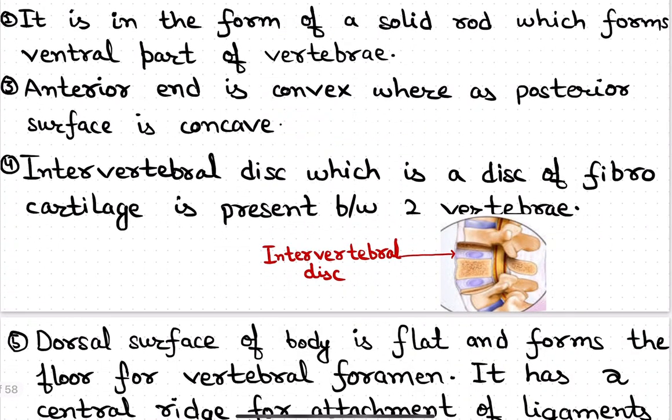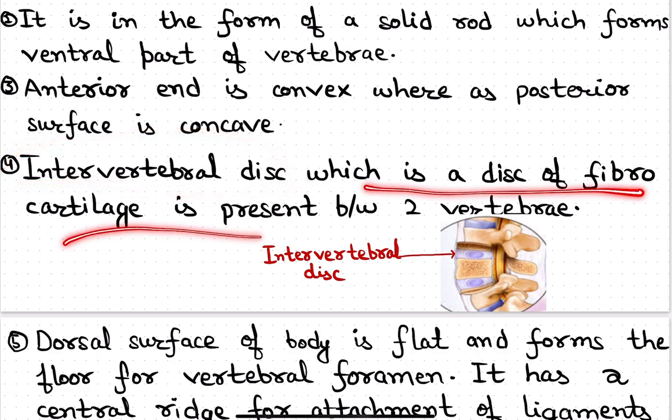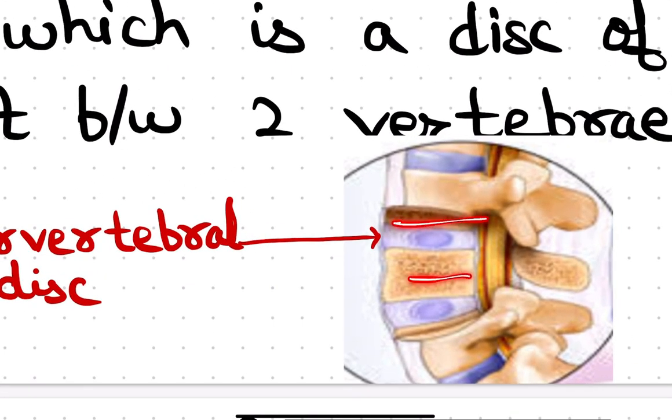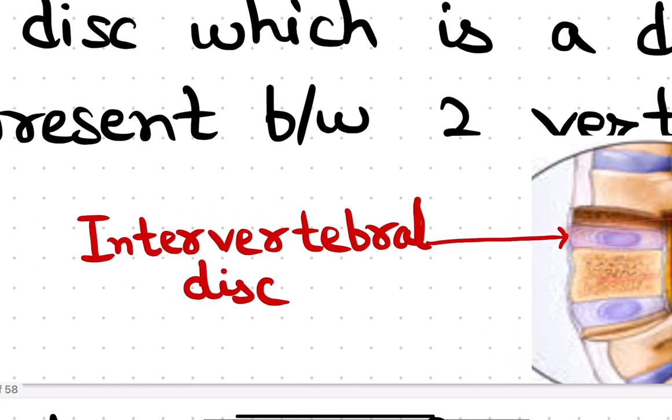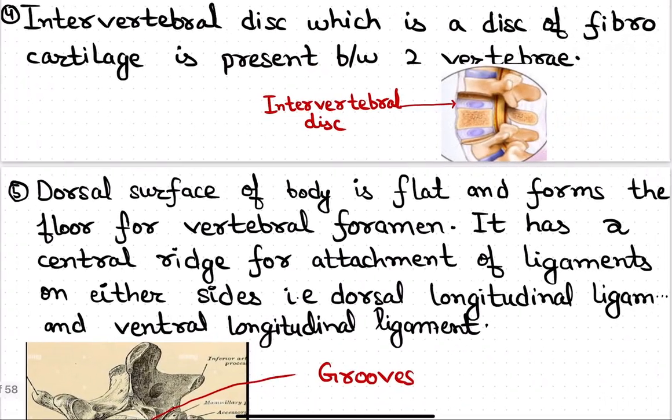a cartilage which is known as the intervertebral disc, a disc of fibrocartilage which is present between two vertebrae. You can see in this diagram, these are the two vertebrae, and between the two vertebrae we have a cartilage known as the intervertebral cartilage. Intervertebral means between the two vertebrae. I think this is clear to you.